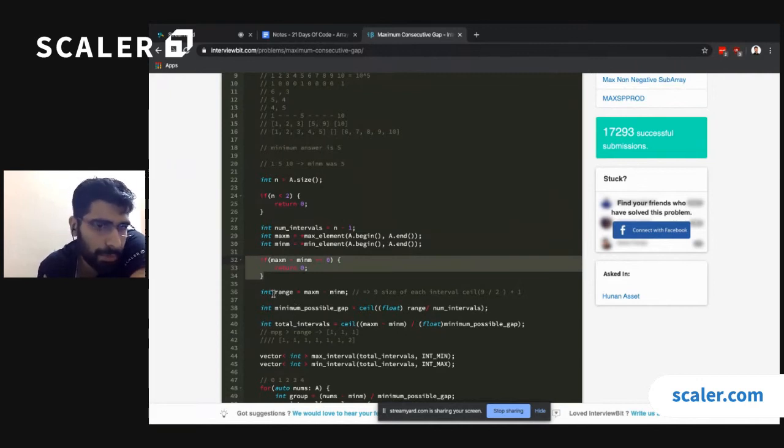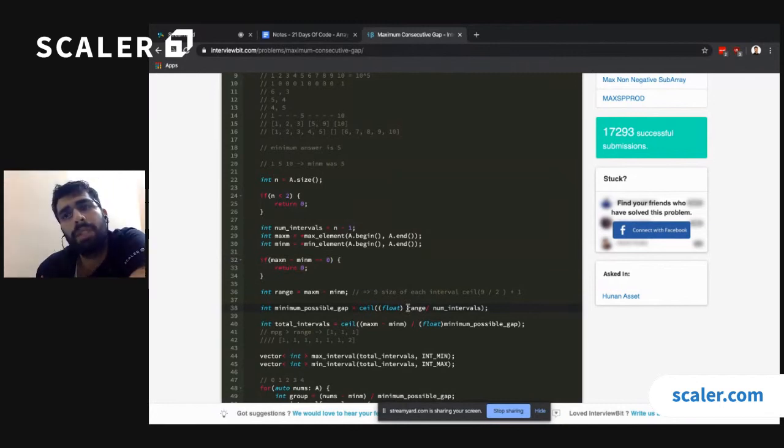This is the range of numbers, and I think I will have to do range plus 1, right? Might be. Range plus 1, because 9 divided by 2 is 4, float of 4 is 4. Okay, so my minimum possible gap here will come out to be float of range, range is like 9, by number of intervals, which is 2. So this will turn out to be 9 by 2, which is 4.5, which will turn out to be 5. So this is going to be fine.